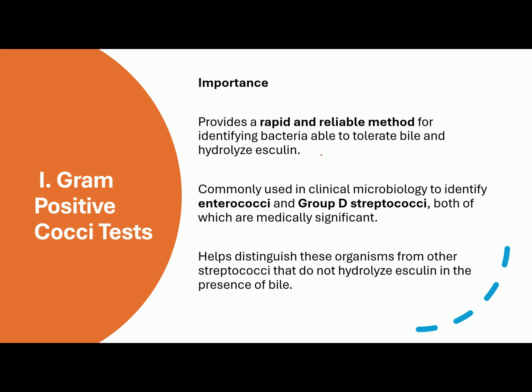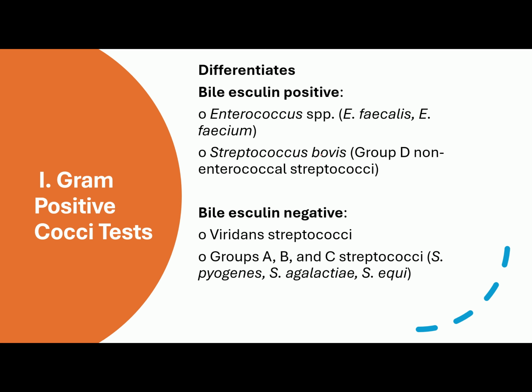It is a rapid, reliable method for identifying bacteria able to tolerate bile and hydrolyze esculin. Used to identify enterococci and group D streptococci. Helps distinguish these organisms from streptococci that do not hydrolyze esculin in the presence of bile. So bile esculin positive are your Enterococcus, E. faecalis, E. faecium, Streptococcus bovis, the group D. While negative are the viridans, group A, B, and C.